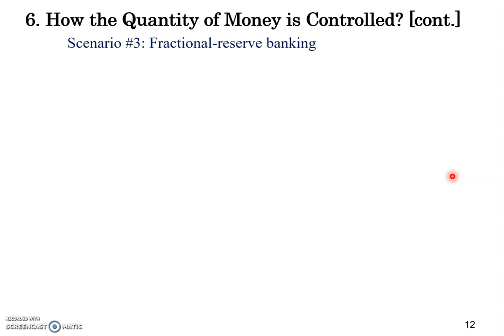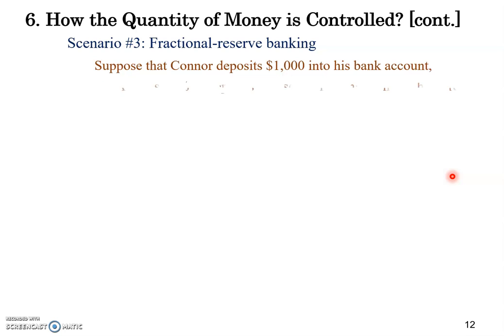That's why we're going to talk about the third scenario, which is a little more complicated but more realistic. It's called fractional reserve banking. So here, let's see, Connor deposited $1,000 into his bank account. So the starting point stays the same.